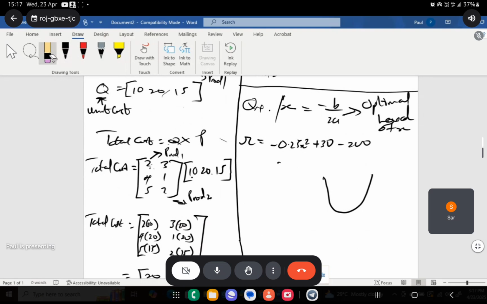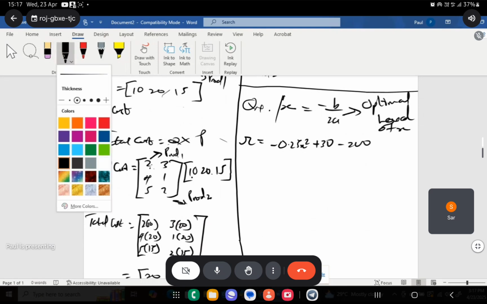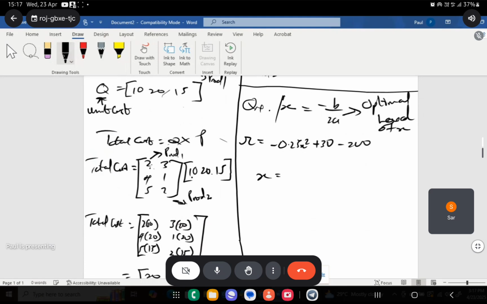That's the optimal level. So if you are using this, then we can say x is equal to, now we have to determine our a. Our a is the coefficient of x squared. So coefficient of x squared becomes minus 0.25. Our b becomes the coefficient of x, which is 30 here, and our c is the constant number, which is minus 200. Please, are we good?